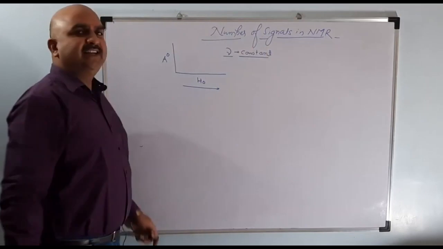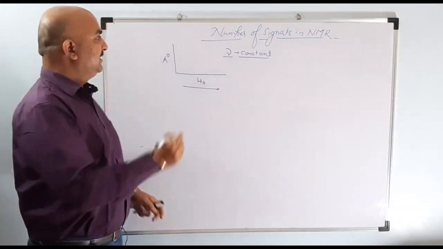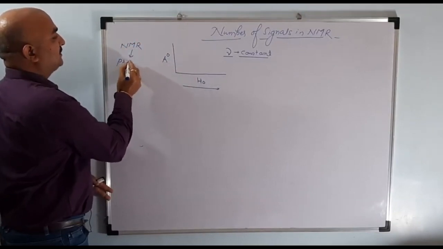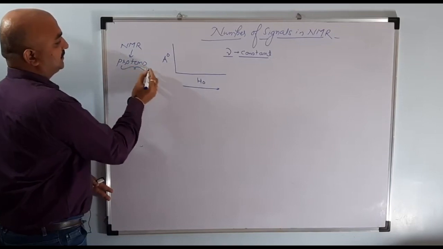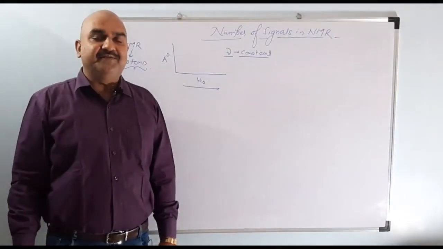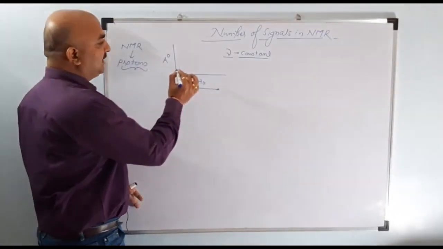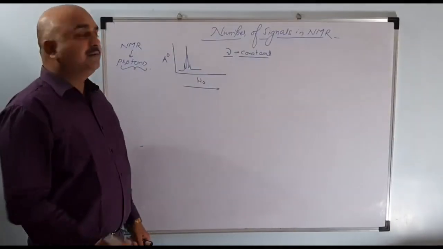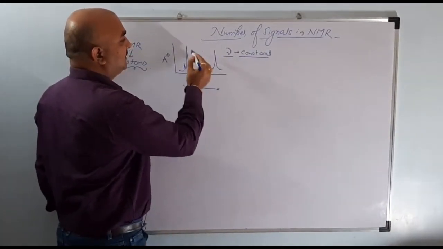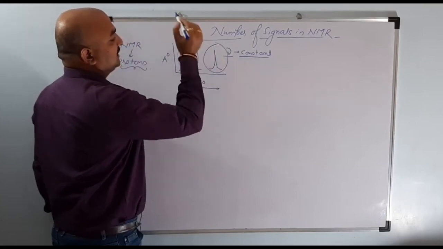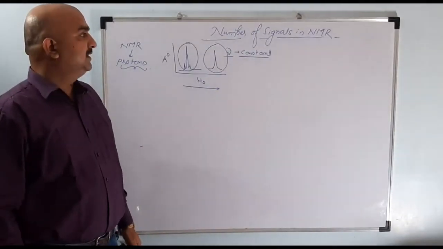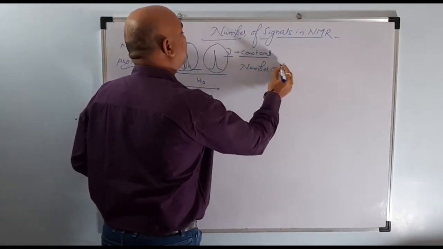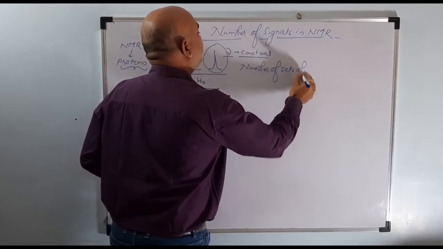Now the most interesting thing is that you know that NMR spectroscopy gives information about protons, and you are getting the number of signals in this. These number of signals depend upon the number of sets of equivalent proton.